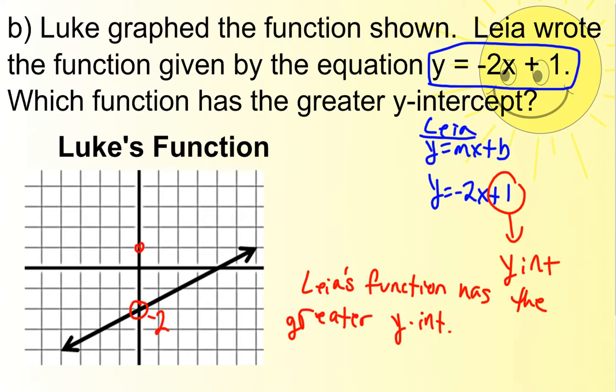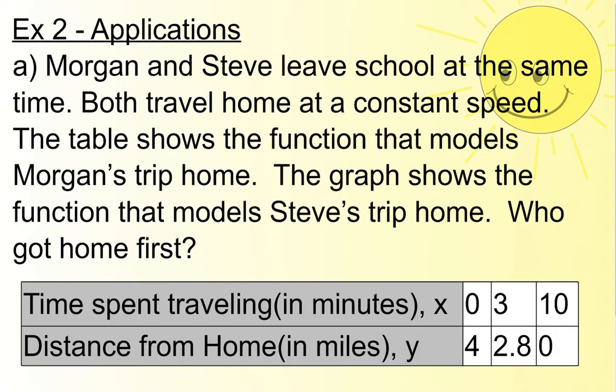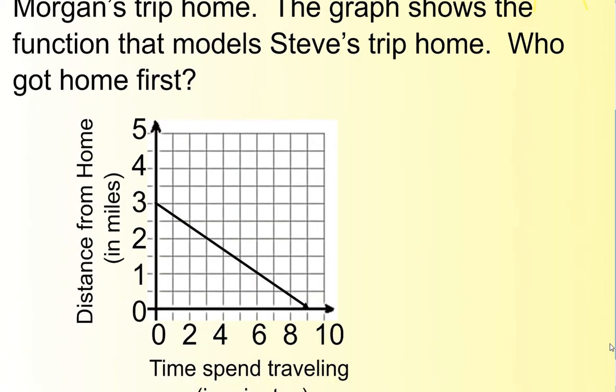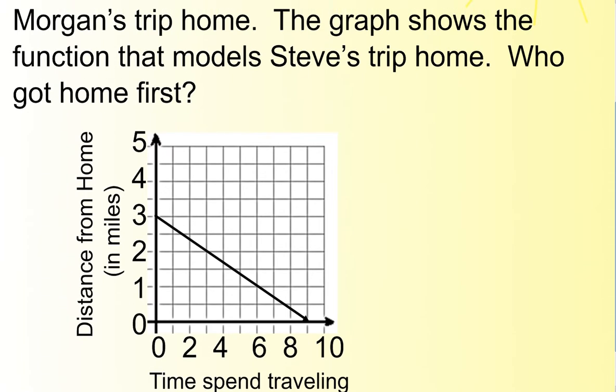Okay? So example 2a, applications. And you're going to see this is where really the main part of the lesson is, in these applications of comparing. So it says here, Morgan and Steve leave school at the same time. Both travel home at a constant speed. The table shows the function that models Morgan's trip home, and the graph shows the function that models Steve's trip home. And I have the graph on the next page here. Question is, who got home first?